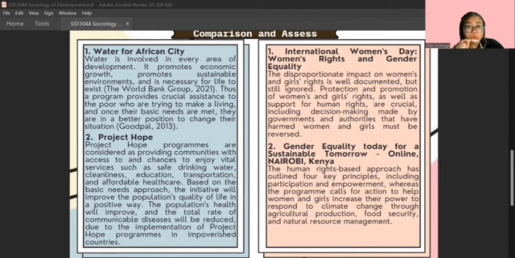The second program is Project Hope. The Project Hope program is considered as providing communities with access to and chances to enjoy vital services such as safe drinking water, cleanliness, education, transportation, and affordable healthcare. Based on a basic need approach, the initiative will improve the population's quality of life in a positive way. The population's health will improve and the total rate of communicable disease will be reduced due to the implementation of Project Hope programs in impoverished countries.